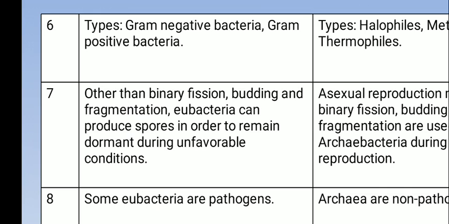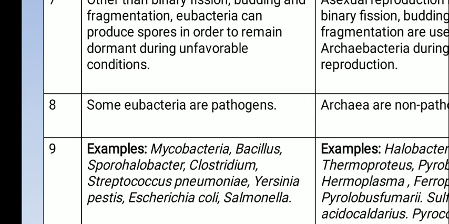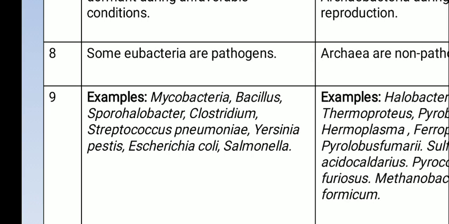And in Eubacteria spore formation can also take place to remain dormant during unfavorable condition. जब भी unfavorable condition होती है उस condition में survive करने के लिए these Eubacteria can produce spores and survive in that condition. And then some Eubacteria are pathogenic, means some Eubacteria species have the ability to cause infection to another organism. So they are also called pathogens.